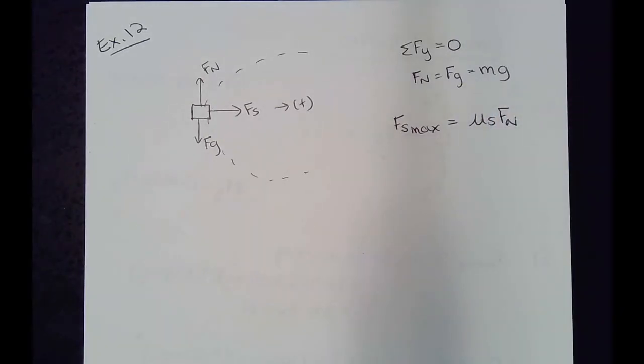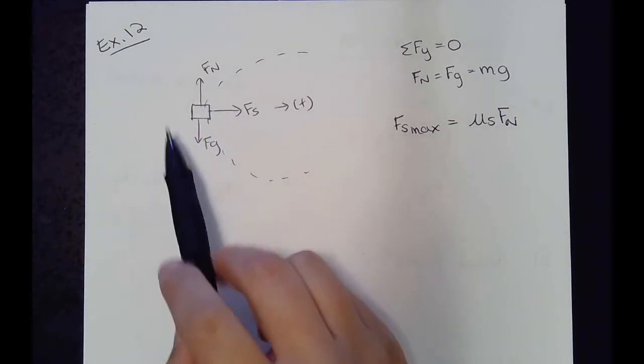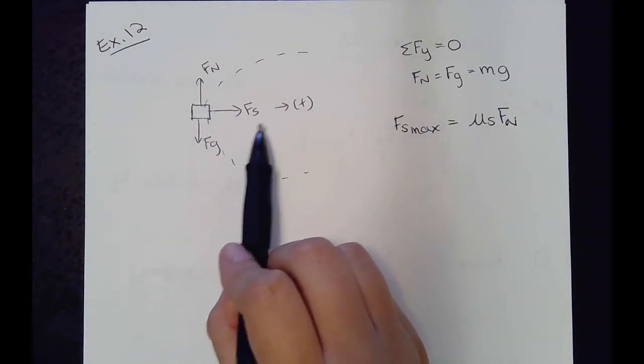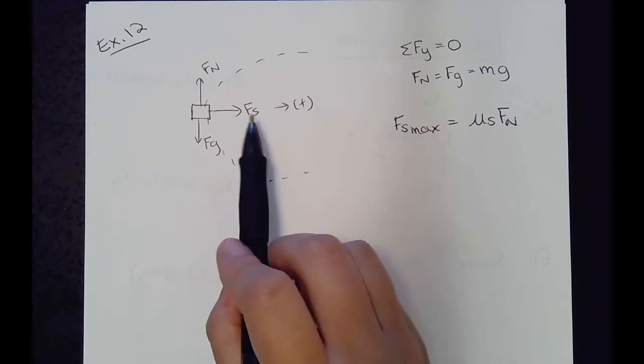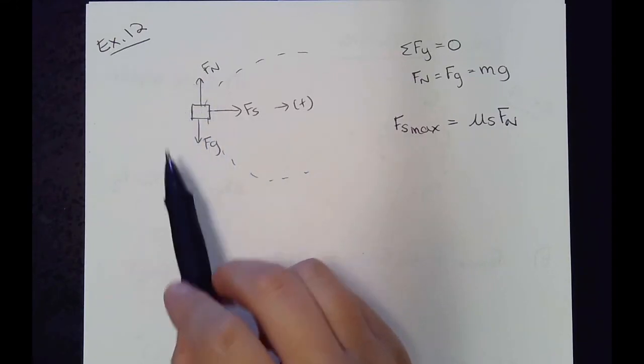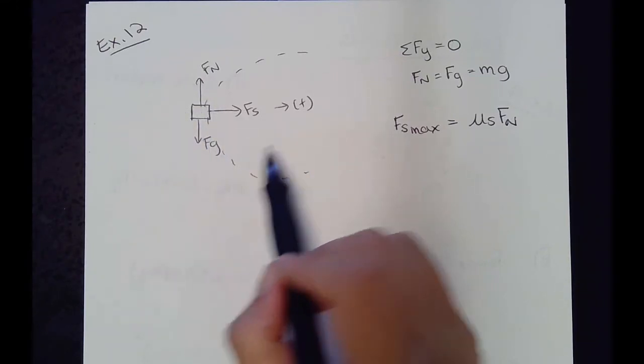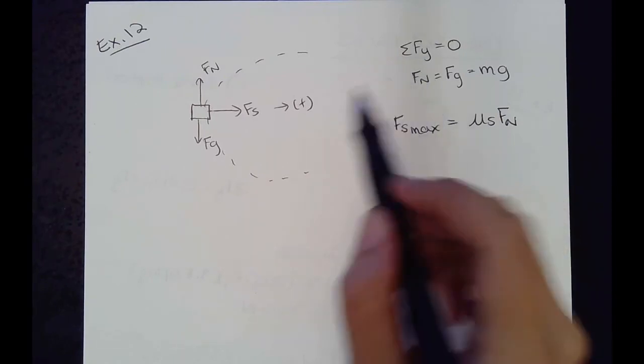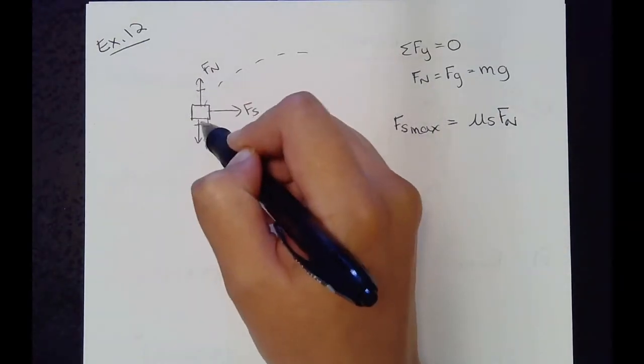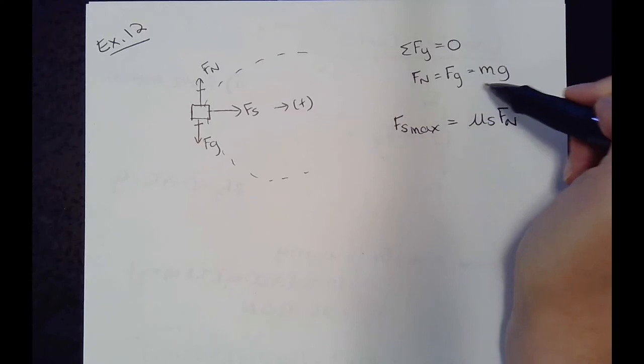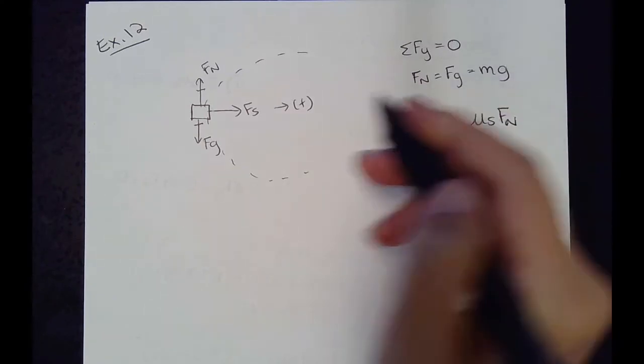So Fs max equals mu s Fn. And we have the same free body diagram here. Static friction towards the center of the circle in the positive direction, Fn up and Fg down. And then in the y direction, there's only the normal force and gravity and they're balanced. So we have Fn equal to Fg, which is mg again.